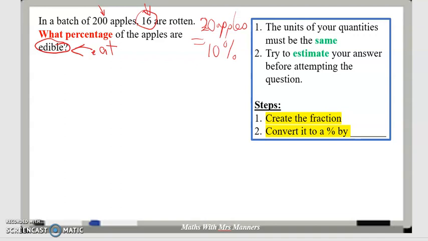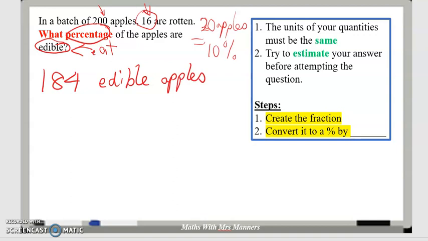So if I want to work out a percentage, well, first I need a fraction, and then I can convert it to a percentage. I know that if 16 are rotten, that means that I have 184 that are edible, 184 edible apples. So the first thing I want to do is create a fraction, then I can convert the fraction to a percentage. So I've got 184 apples out of 200 that I can eat. That is me creating the fraction.